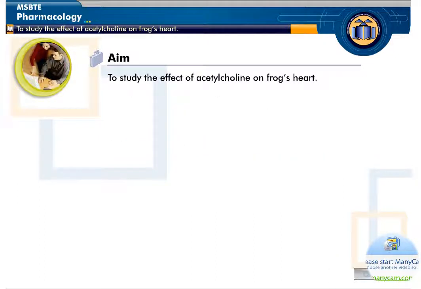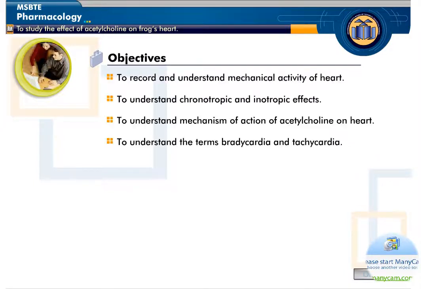Aim of this experiment is to study the effect of acetylcholine on dog's heart. Objectives of this experiment are to record and understand mechanical activity of heart, to understand chronotropic and inotropic effects, to understand mechanism of action of acetylcholine on heart, to understand the terms bradycardia and tachycardia.